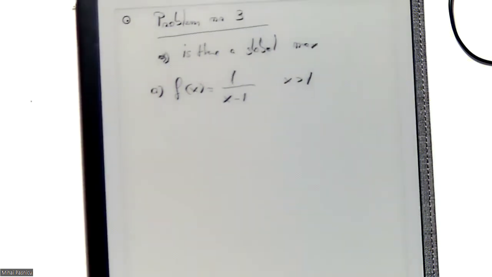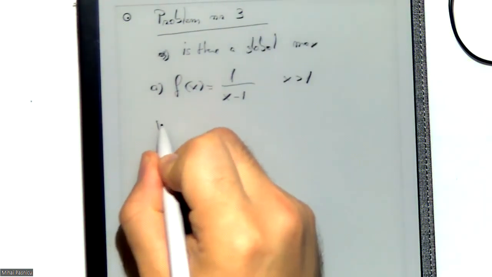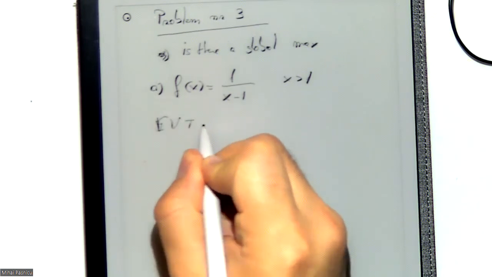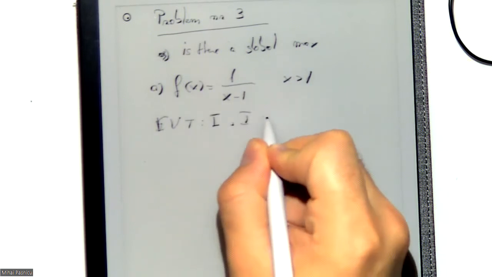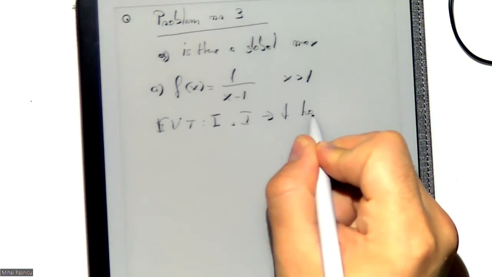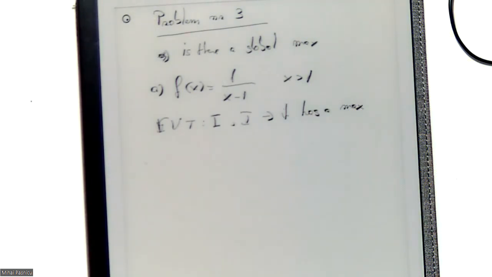Okay. First misconception I actually want to address is the extreme value theorem. Extreme value theorem, which in the simplest words possible means that if your domain is like this, it has a maximum. This is the simplest way of me writing the extreme value theorem.